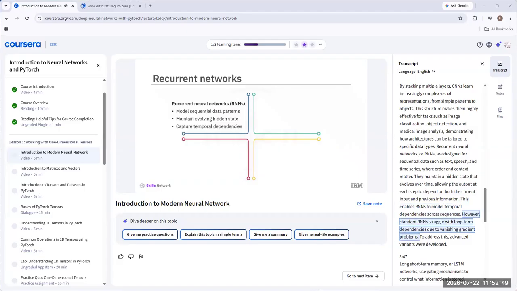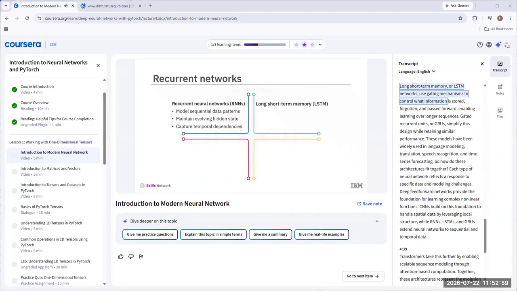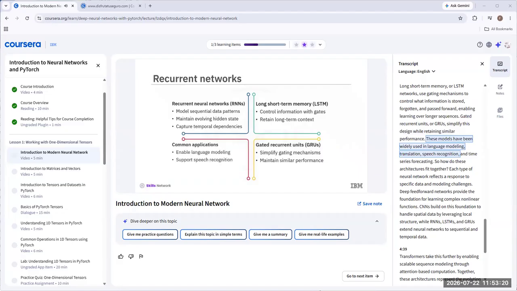However, standard RNNs struggle with long-term dependencies due to vanishing gradient problems. To address this, advanced variants were developed. Long short-term memory, or LSTM networks, use gating mechanisms to control what information is stored, forgotten, and passed forward, enabling learning over longer sequences. Gated recurrent units, or GRUs, simplified this design while retaining similar performance. These models have been widely used in language modeling, translation, speech recognition, and time series forecasting.